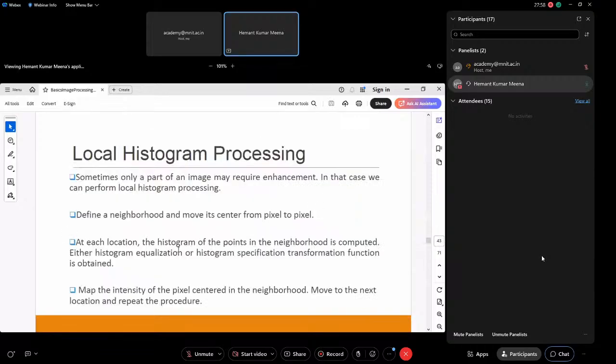So what we are saying here is that histogram is basically the distribution of the intensity. Two different methods are there. One is histogram stretching, another is equalization, another is histogram processing in the patches. So at each location, the histogram of the points in the neighborhood is computed, and either histogram equalization or a transformation function is obtained. Again, when we apply it in the patches, the effect comes on that particular patch or that particular part.